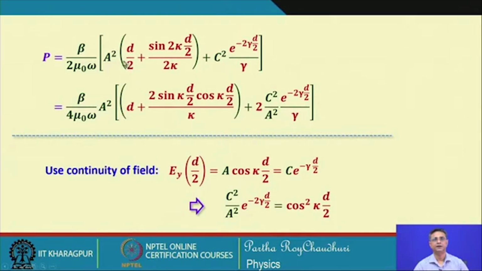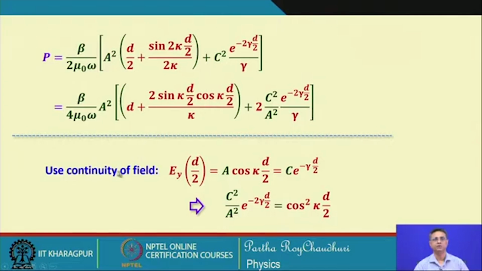Then we can write that P equals this: a square d by 2 sine of 2 kappa d by 2 by twice kappa, plus c square e to the power of twice gamma d by 2. I retain this d by 2 because we can use this kappa d by 2 factor for utilizing the eigenvalue equation. So, if you take 2 outside, then it reduces to this form.